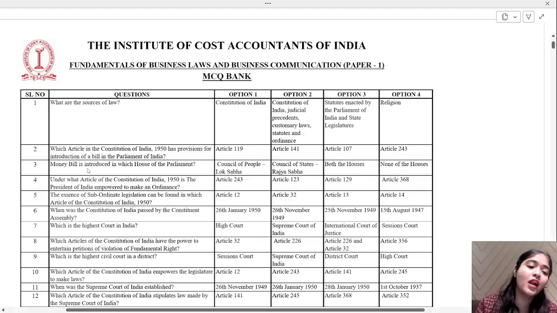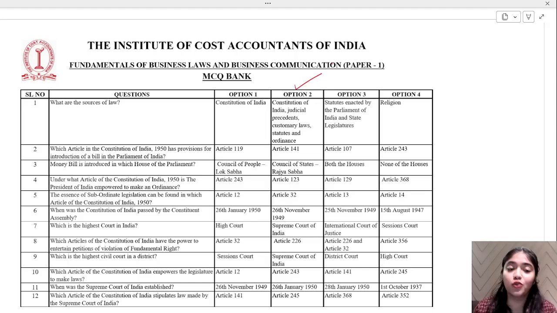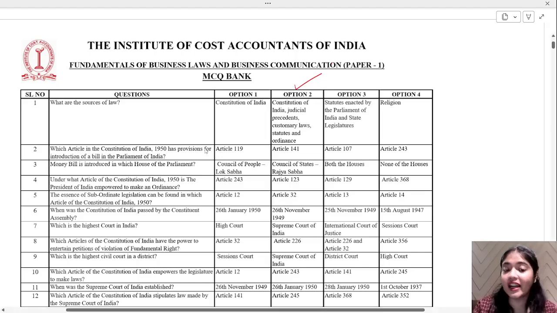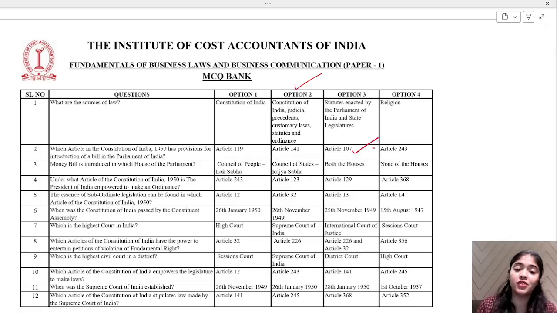What are the sources of law? You know it, right? Constitution of India, judicial precedence, customary law, statutes and ordinance. So that's option number 2 for you. Which article in the Constitution of India 1950 has provisions for the introduction of a bill in Parliament of India? So try to recall the article number. Yes, that's correct. Article number 107, option number 3.